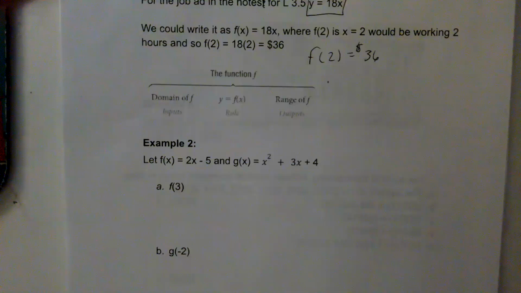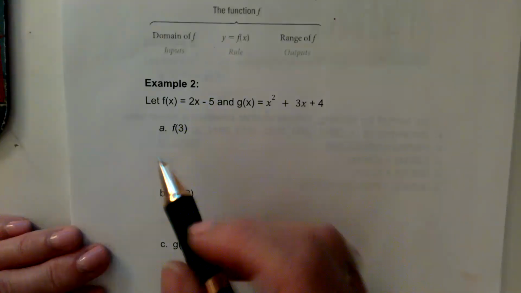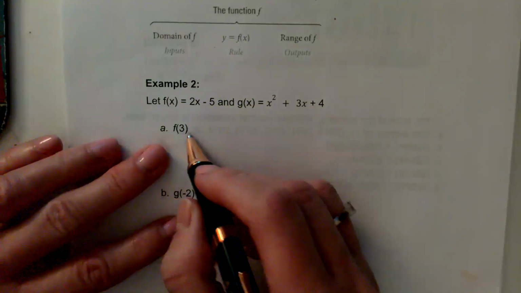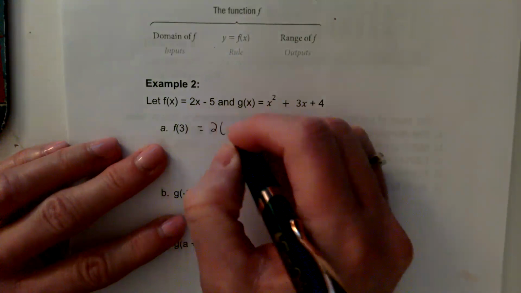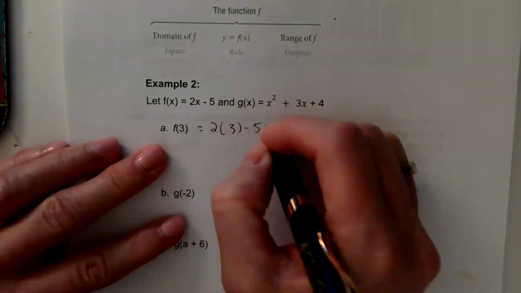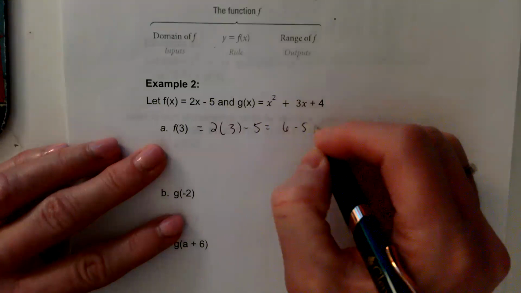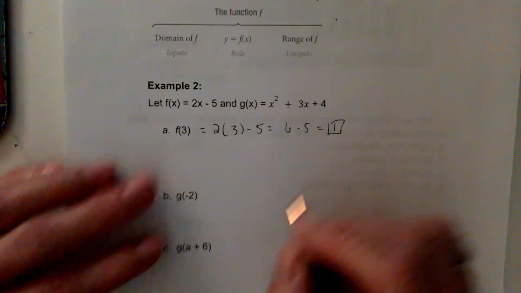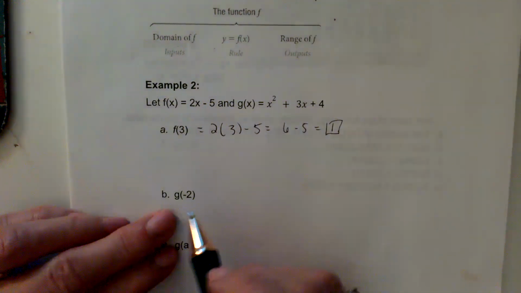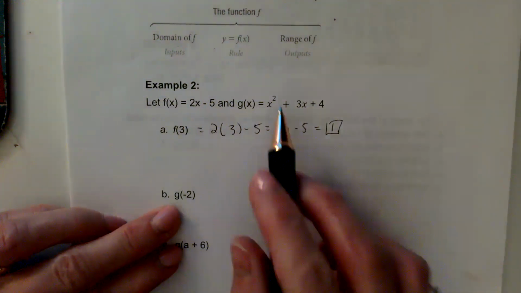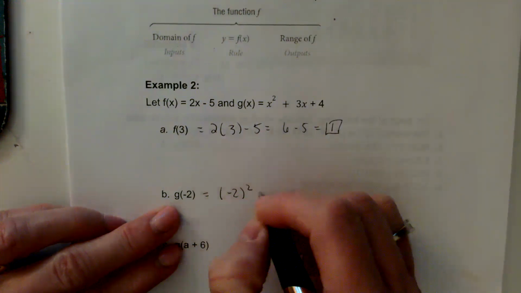So let's look at example 2. We have two functions, an f function and a g function. And A says, what is the f function evaluated at 3? So I'm putting 3 into my function for x, and 1 comes out. Letter B says, what if I evaluate g at a -2? So I'm replacing x with a -2.